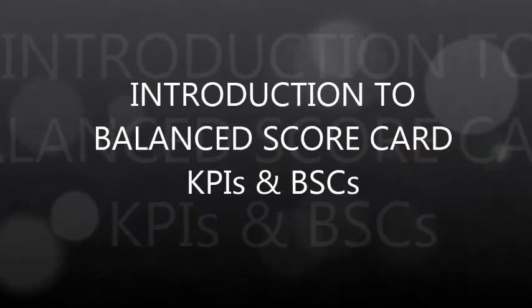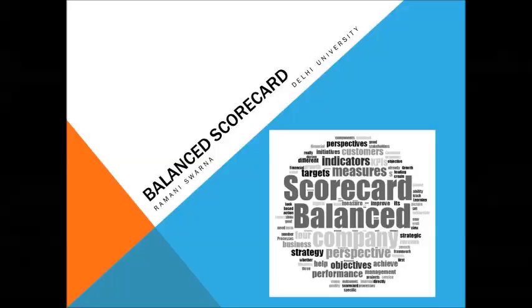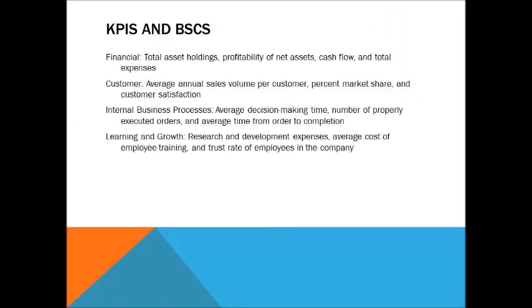In this part, I'm going to discuss the KPIs and the BSCs. Now, when we are talking about key performance indicators and balanced scorecards, we will see that there is a certain association between them, and they cannot be understood in isolation from each other. This has to be understood in terms of the four perspectives of the balanced scorecard, and we will be understanding it right now.